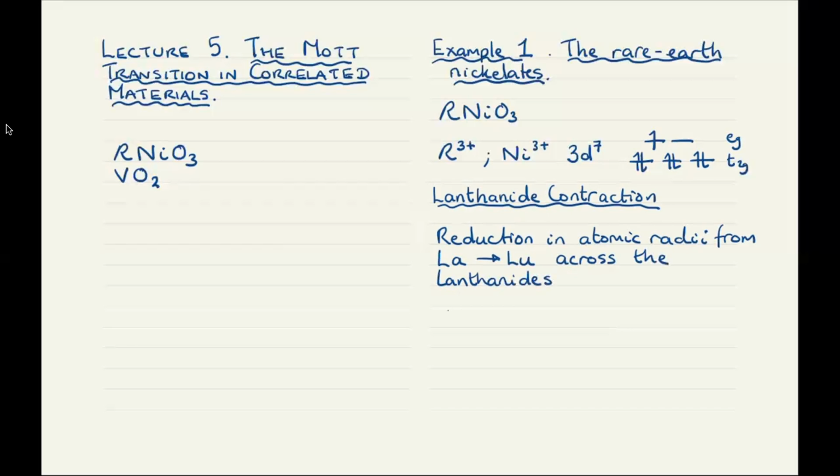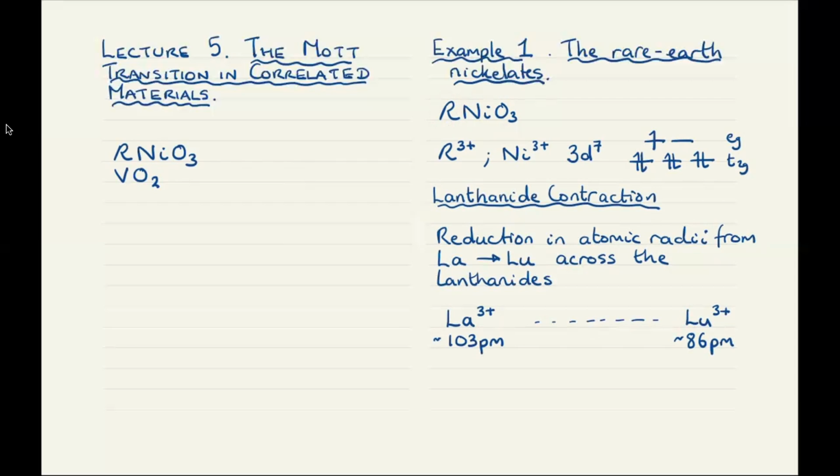The ionic radius of lanthanum 3+, for example, is around 103 picometers, whereas when we get all the way to lutetium 3+, with its fully filled f shell, it's much smaller, around 86 picometers. So we see that the rare earth ion in the perovskite structure is getting much smaller as we go across the series from lanthanum to lutetium.